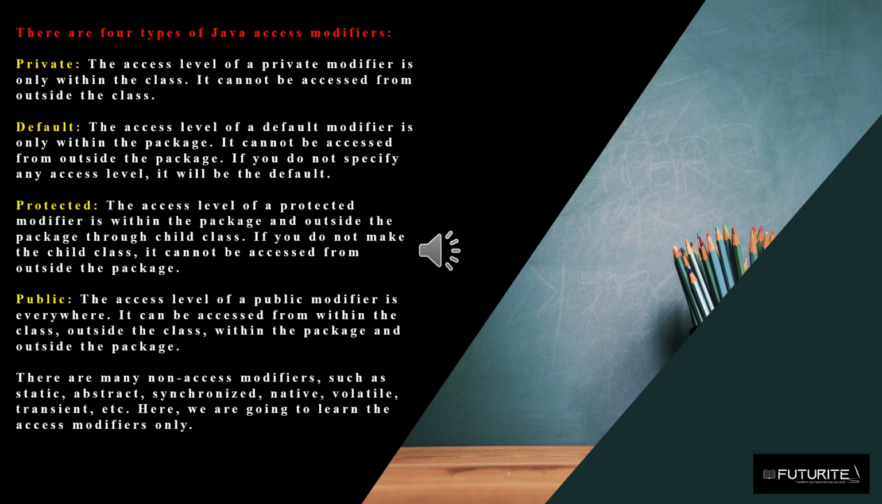Now let's come to public. Public means that it can be accessed from anywhere. The members can be accessed from within the class, from outside the class, from within the package, and even from outside the package. There are also many non-access modifiers, that is static, abstract, synchronized, native, volatile, transient, and as I said already, we are not going to discuss any non-access modifiers in this tutorial.